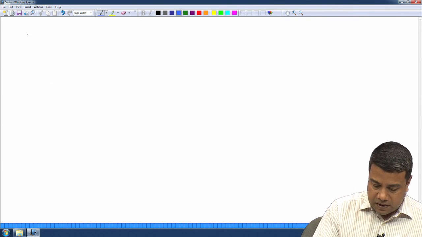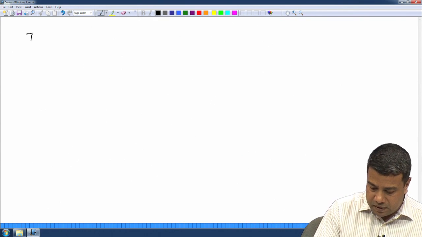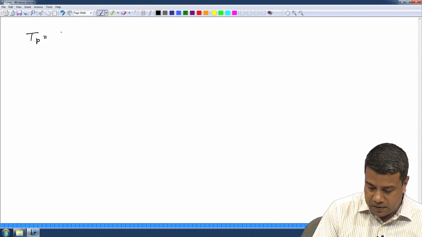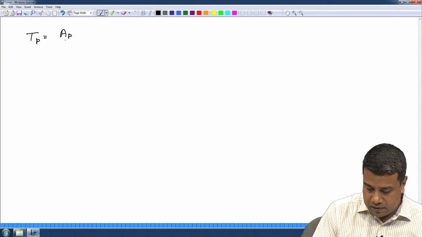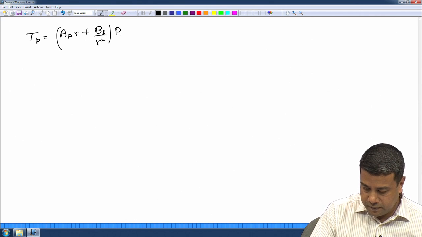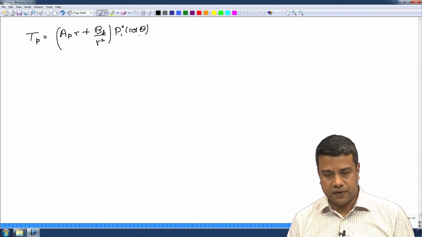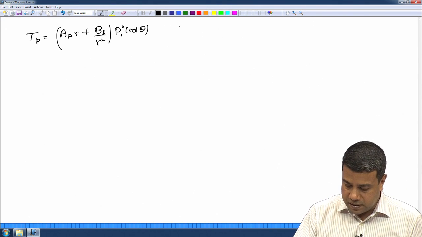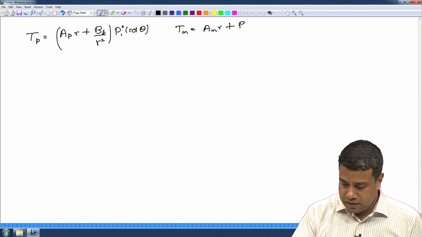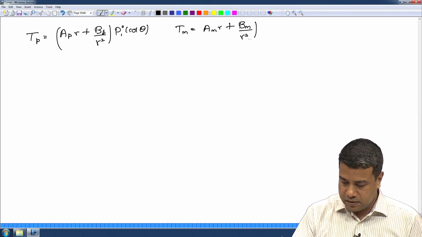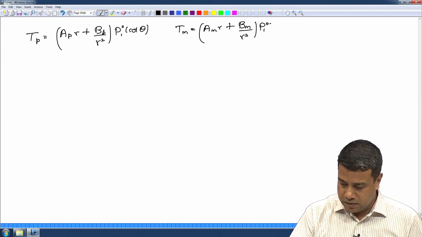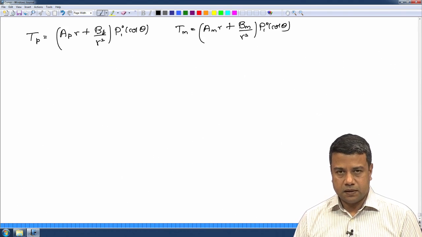What that means is that the temperature in the particle has got to be equal to A particle times r plus B particle by r square, times P1 of cos theta, for n equal to 1. And the matrix temperature has to be equal to A matrix times r plus B matrix by r square.